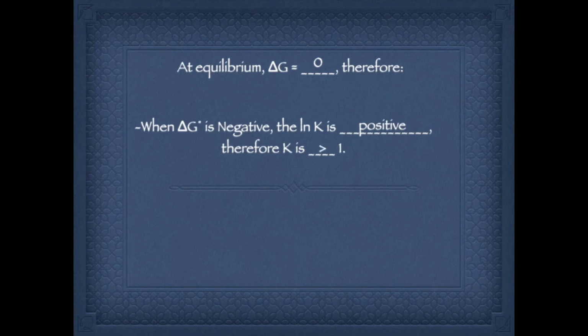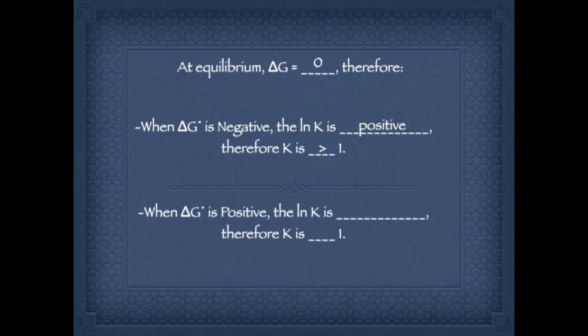Now, what exactly does it mean for it to be greater than 1? Well, if it's greater than 1, that means there are more products than reactants, because remember, products over reactants equals your equilibrium constant. And so I know that my products are going to be favored. Therefore, when you have a spontaneous reaction, your products are favored, which makes sense because that reaction is proceeding in the forward direction, so your products should be favored.